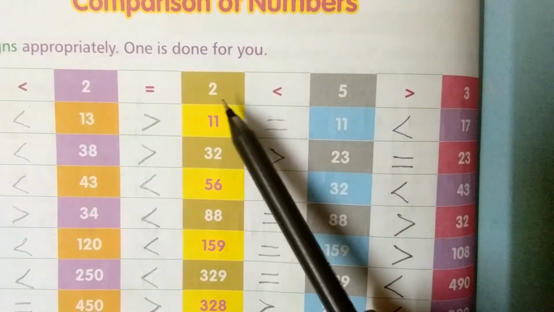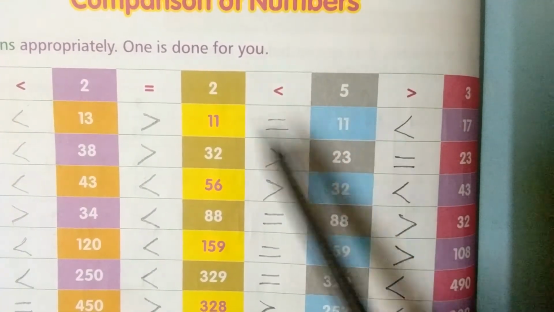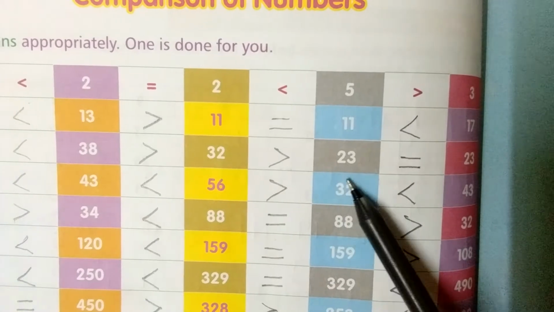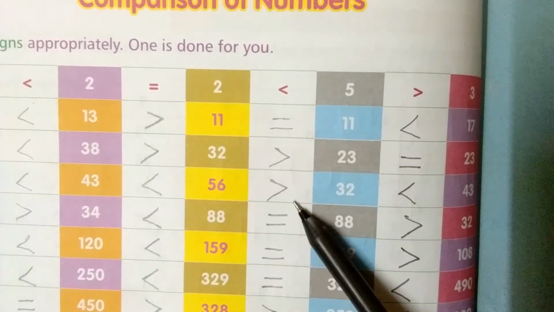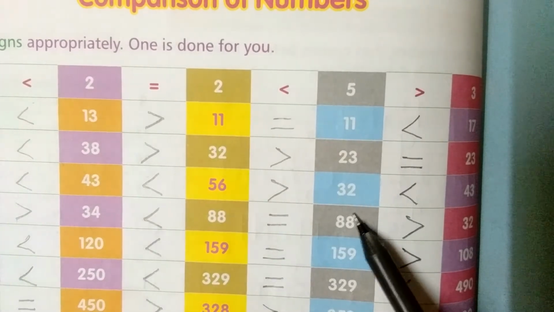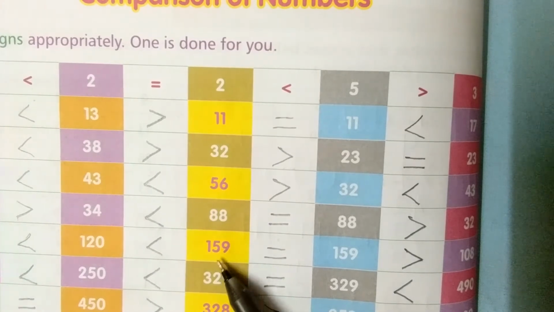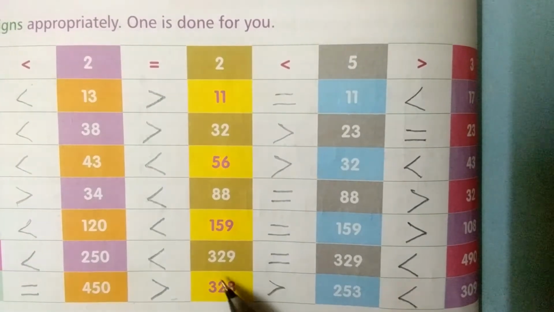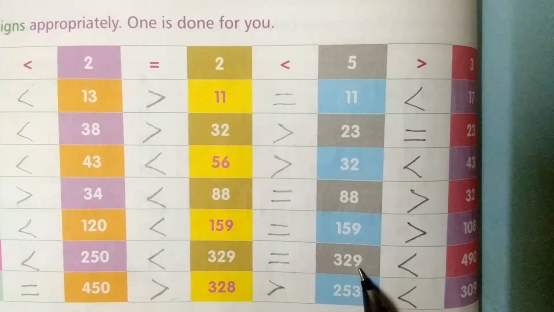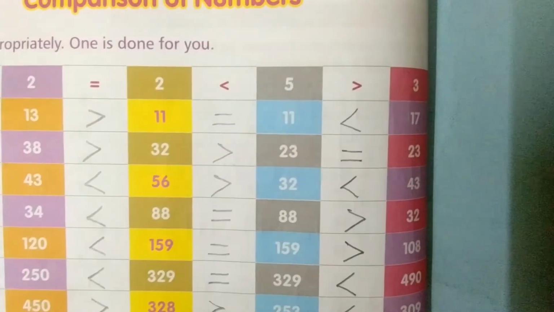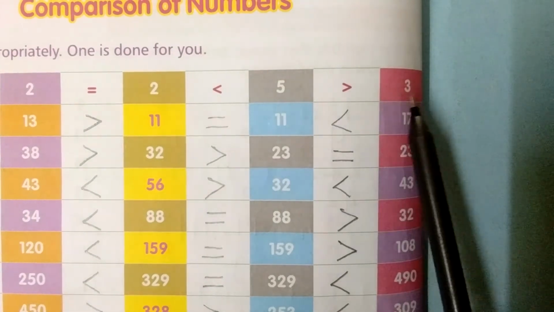Learn again, children. Next, 2 is less than 5. 11 is equal to 11. 32 is greater than 23. 56 is greater than 32. 88 is equal to 88. 159 is equal to 159. 329 is equal to 329. 329 is greater than 253. Next one, 5 is greater than 3 is already given.